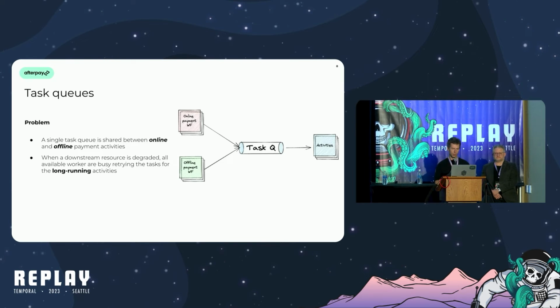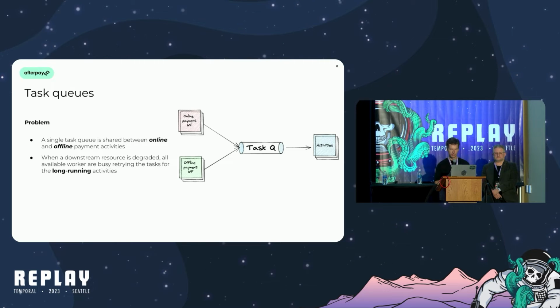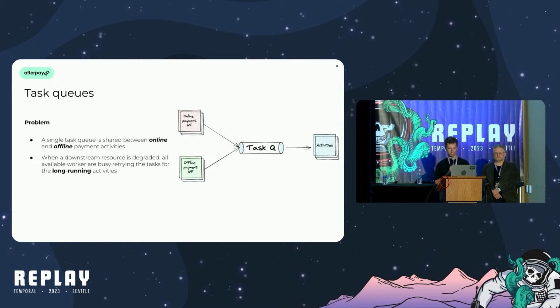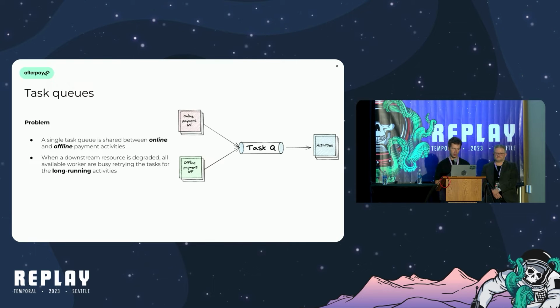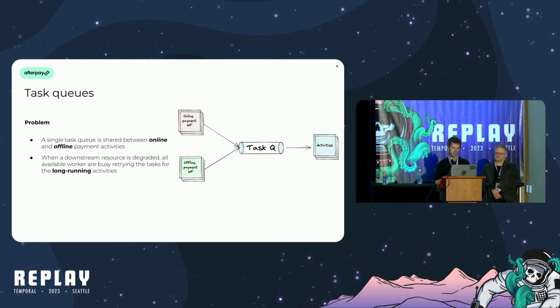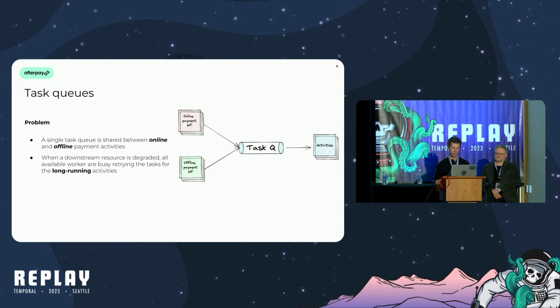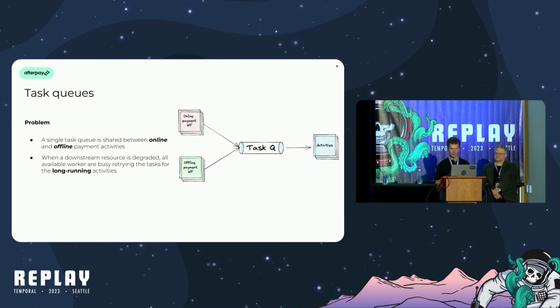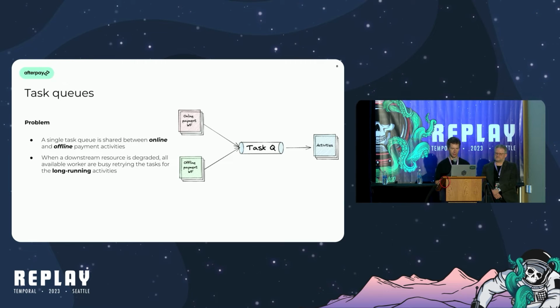Those activities with more retries and longer timeouts start to occupy more and more room in the task queue and activity execution pool. And eventually, all available workers are busy retrying long-running tasks. And there is almost no room left to execute our short-running activities. The result: online payments start to time out and fail SLAs.